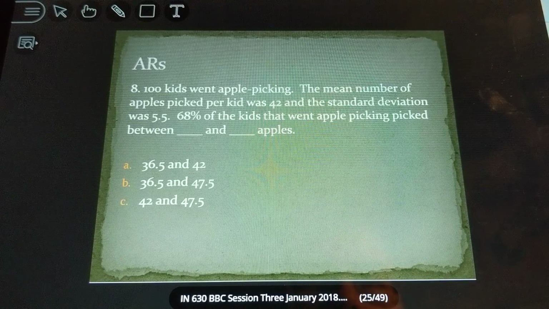Okay, I'm looking back to see here. Looks like everybody had that one right too. Good. All right.